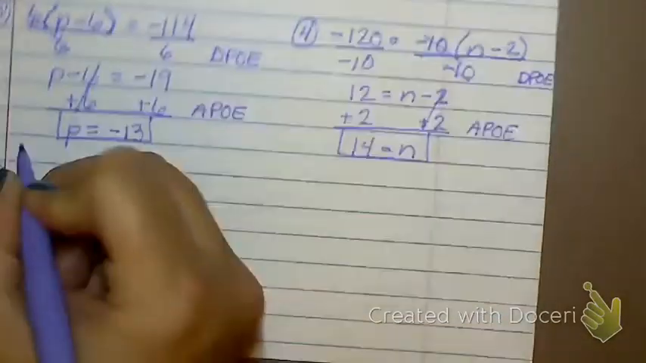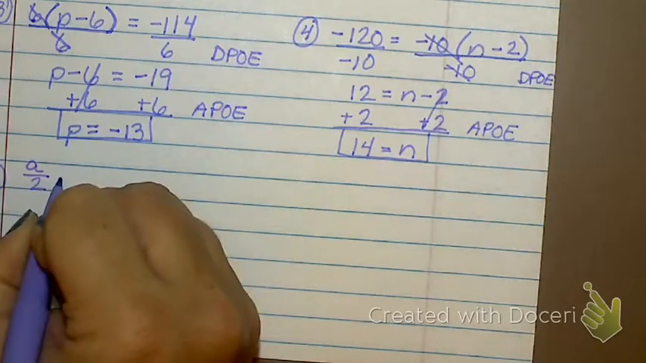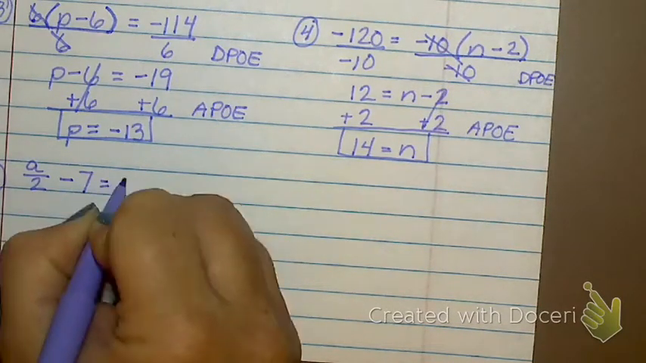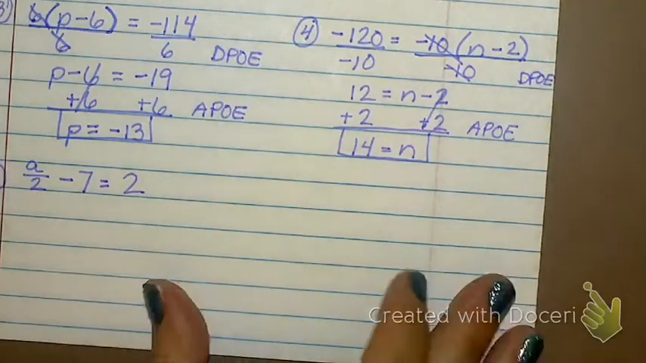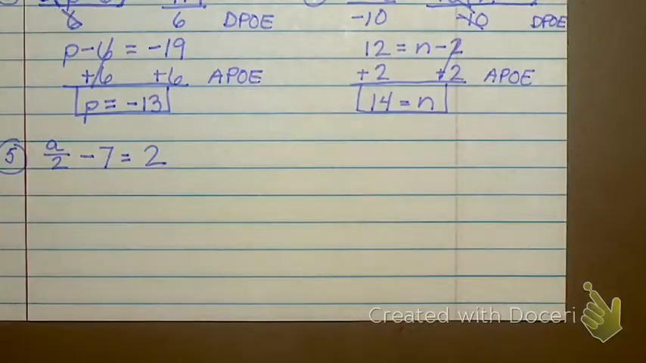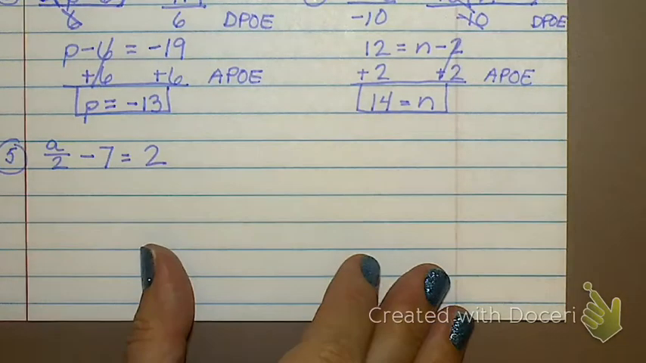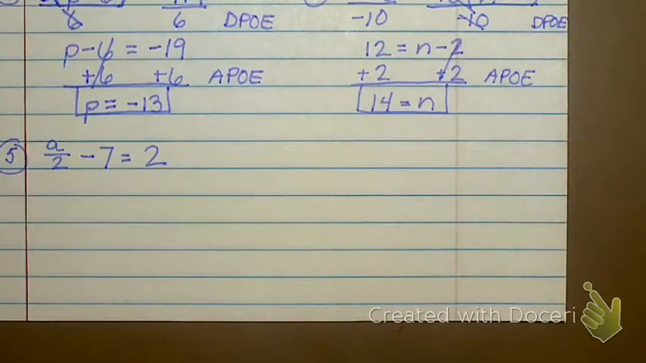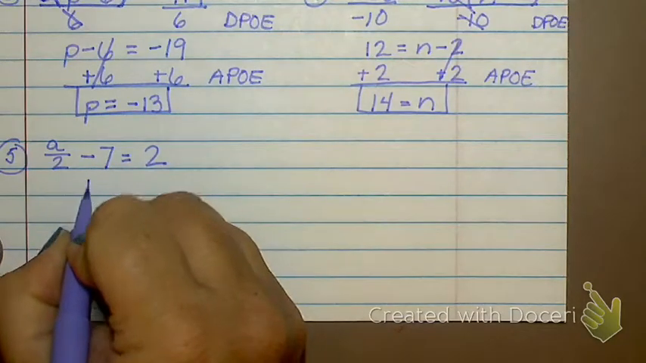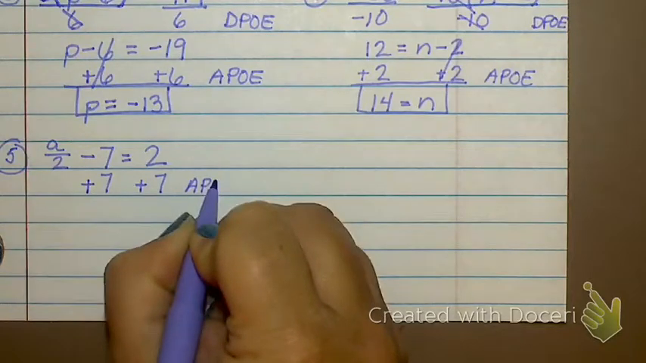All right, next one. Let's look at this one. A over 2 minus 7 equals 2. This one is actually more like the first problem in that I have 2 like terms that I need to get together. What are my like terms? Negative 7 and 2. Which one am I going to move if I want to get A by itself? So how do I move the 7? Add 7 using which property? Addition property of equality.